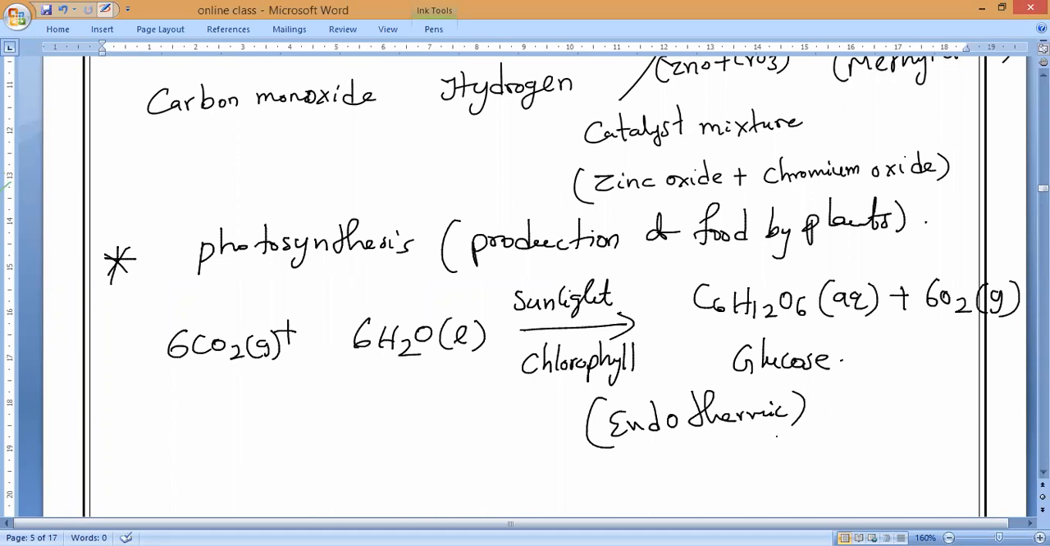Is it okay, everyone? That is what you have to remember. It is only 6, not 12. 6CO2 plus 6H2O will give you C6H12O6 plus 6O2. Verify it. Is it balanced or not?